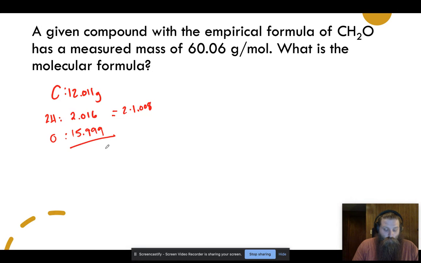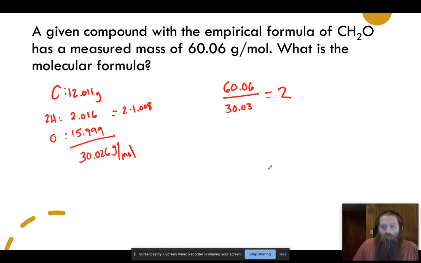12.011, 2.016, 15.999. That gives us 30.026 grams. That would be per mole. So this is the mass of our empirical. We have a measured mass or an experimental mass. And so our step tells us that we do experimental divided by empirical. So 60.06 divided by 30.026, which we can round to 3, is 2. Right? 60 divided by 30 is 2.